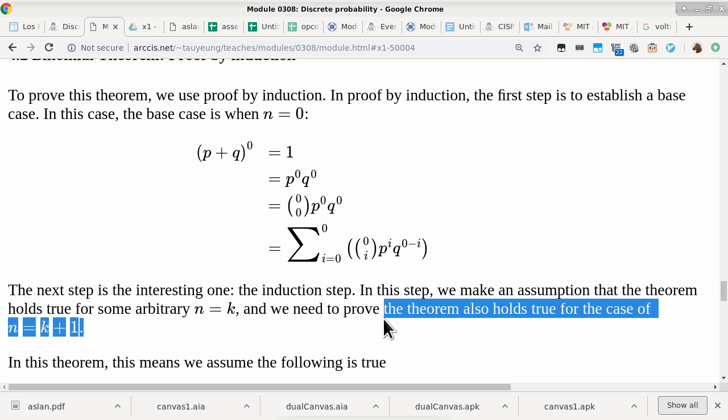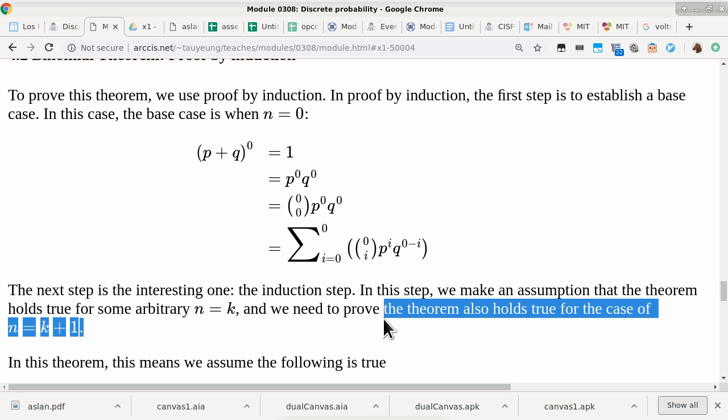No, it cannot, because it is some arbitrary k. The thing about it is that it's an "if." The induction step is saying if the theorem holds true for some arbitrary n equals k, then the theorem also holds true for n equals k plus 1. But I cannot establish whether the condition of the if itself can be true or not.